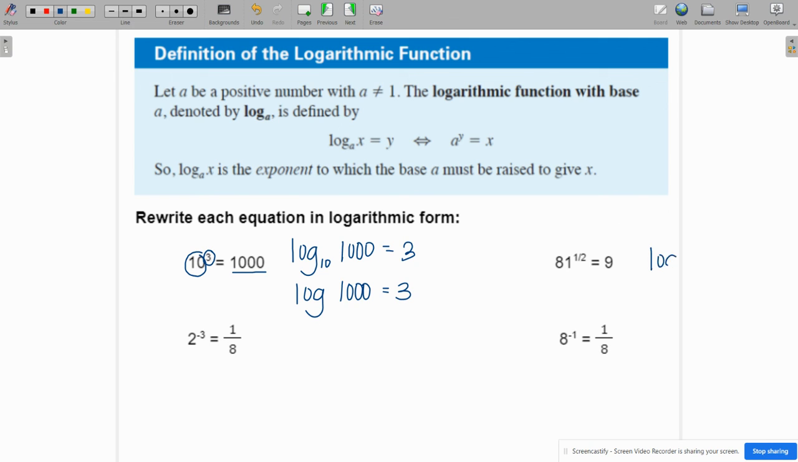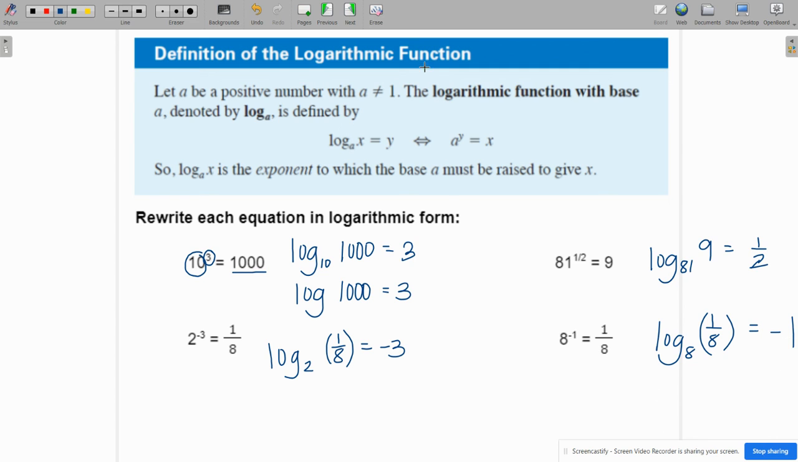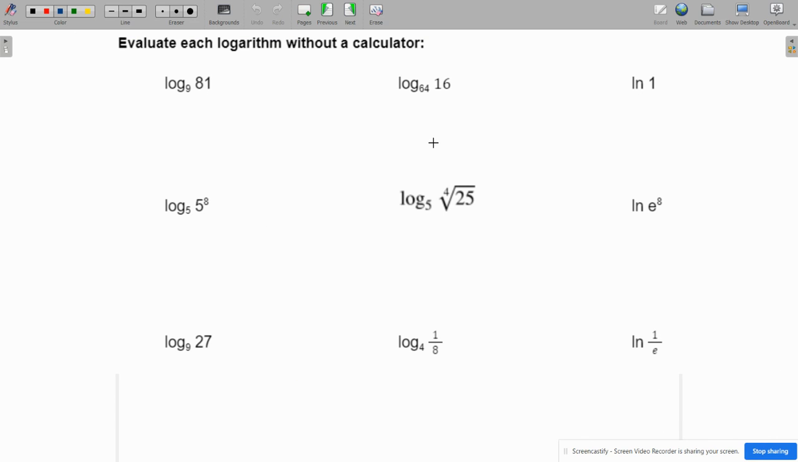The next one, we would have log base 81 of 9 equals 1/2. Here we would have log base 2 of 1/8 equals -3. And then here we would have log base 8 of 1/8 equals -1. You might be asked to evaluate each logarithm. And I'm going to complete these in the next video because this takes a little bit more explanation, and I don't want to make this video super long.